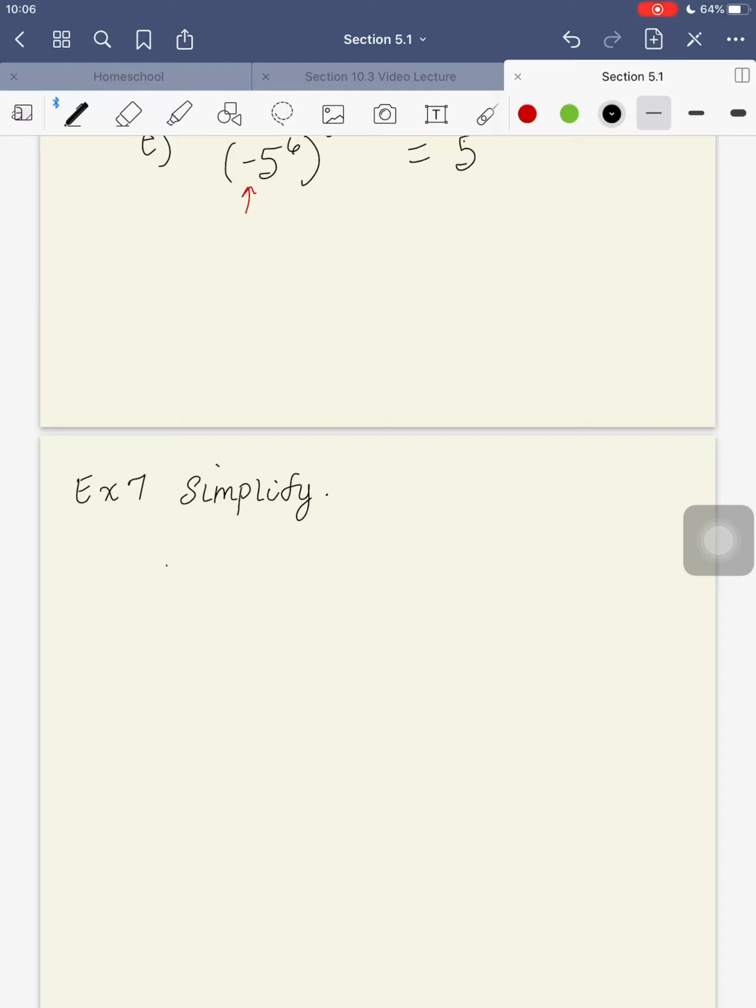All right, let's simplify again. 2/3 raised to the fifth power. That means everything inside the parentheses, even though it's a fraction, will be raised to the fifth power. So 2 to the fifth over 3 to the 5th. 2 to the 5th is 32, and 3 to the 5th is 243.